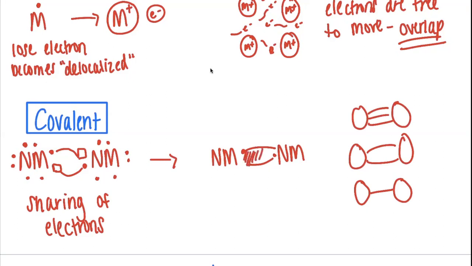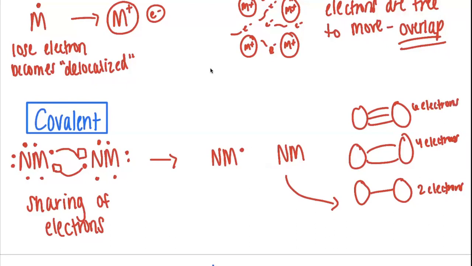I'm going to shade this in. When they share, they form one bond. So this guy here is sharing two electrons. This guy here is sharing four electrons, and then six electrons, because each line stands for two electrons. That stands for two, four, six. And we will talk about that more in a couple days here.